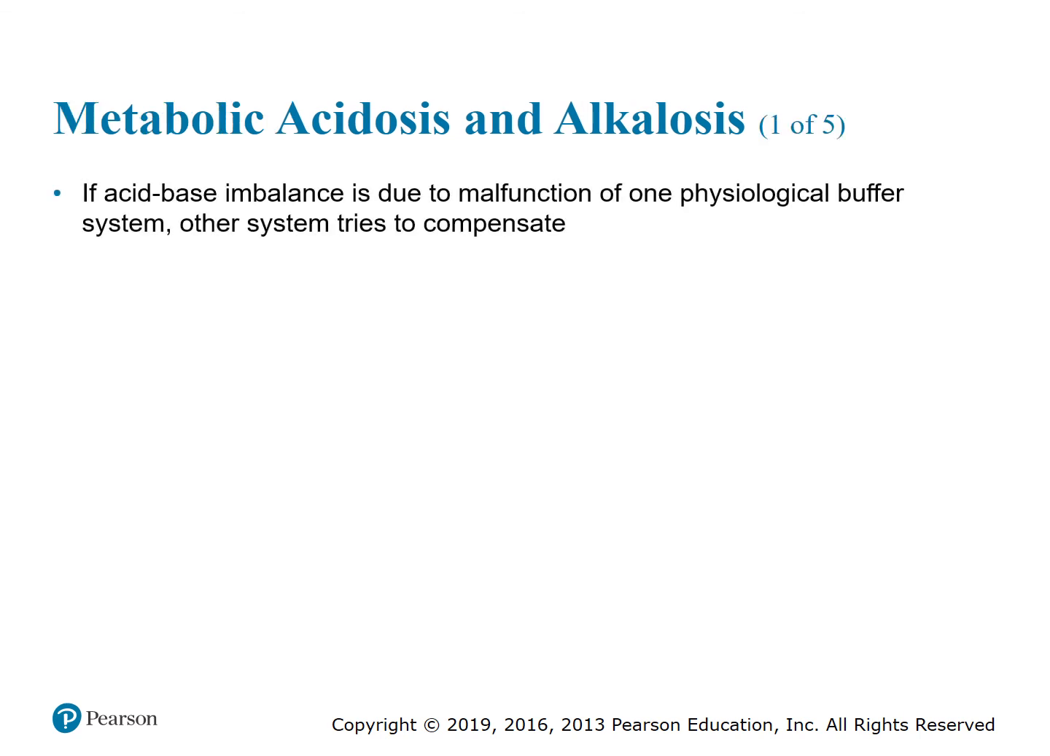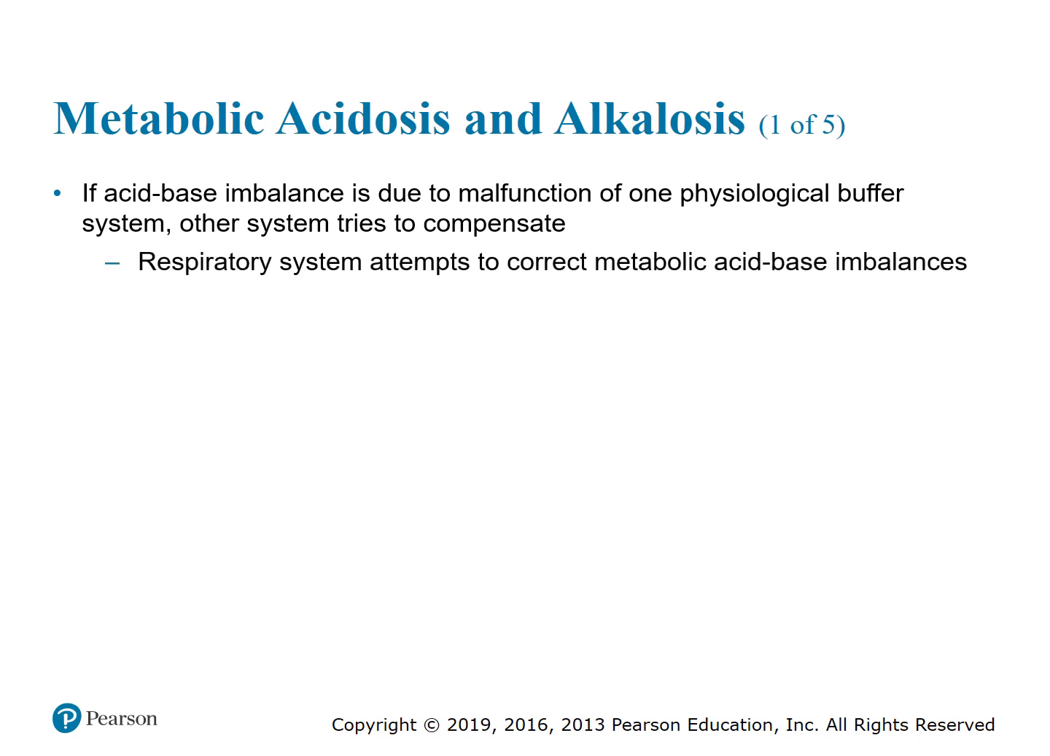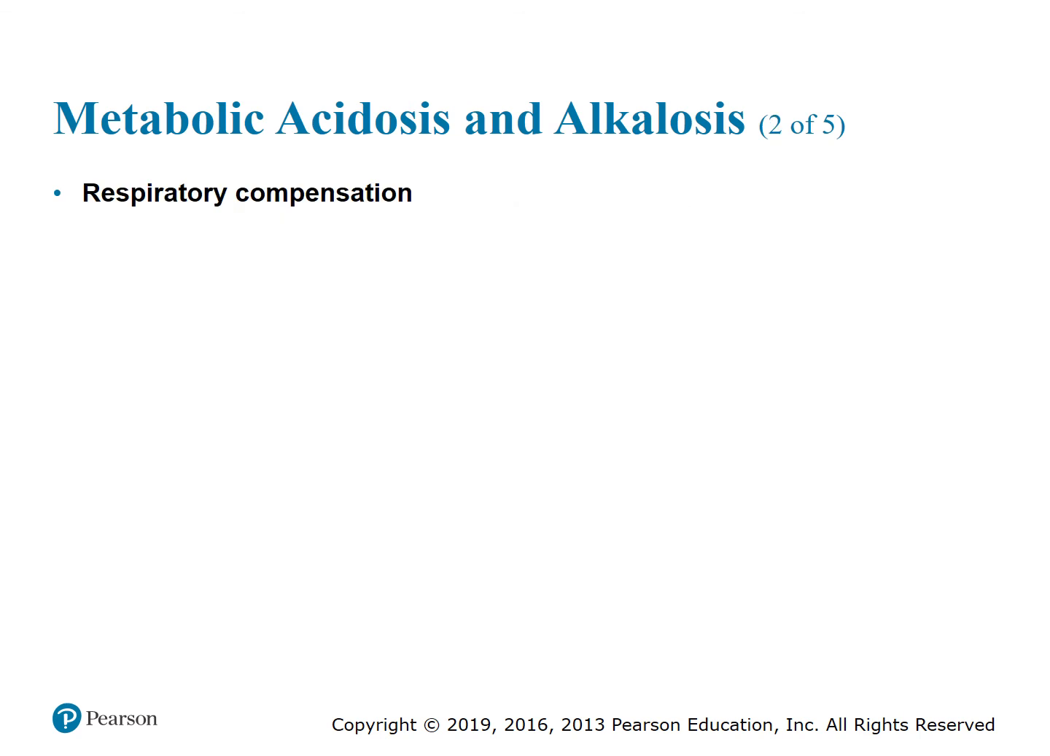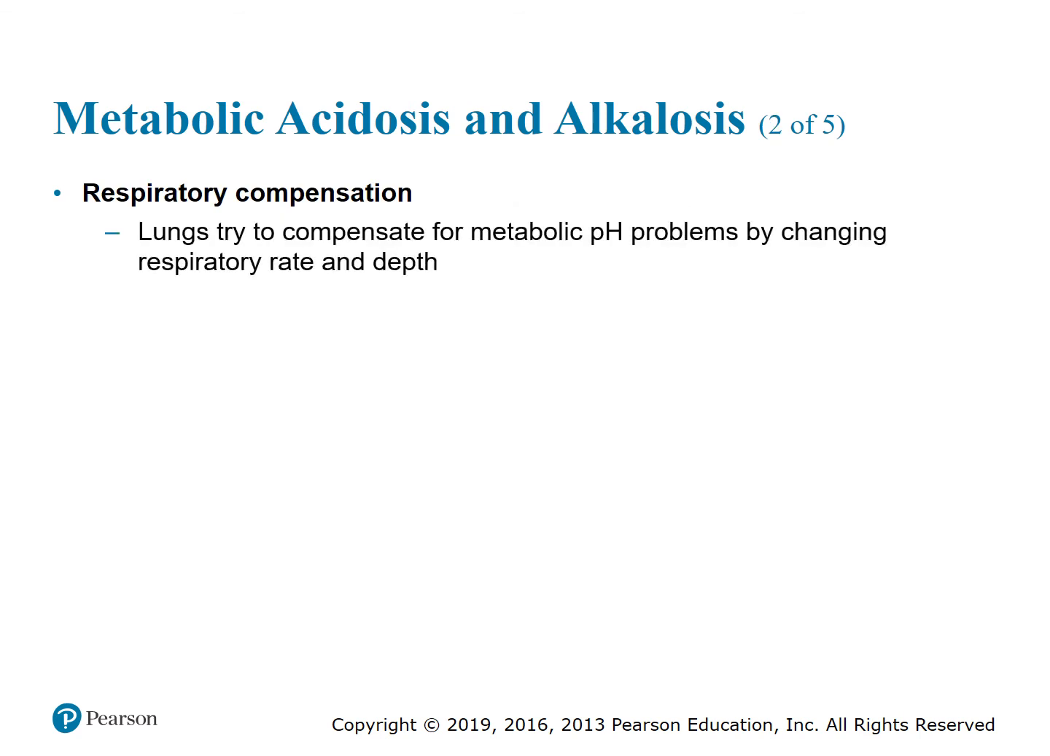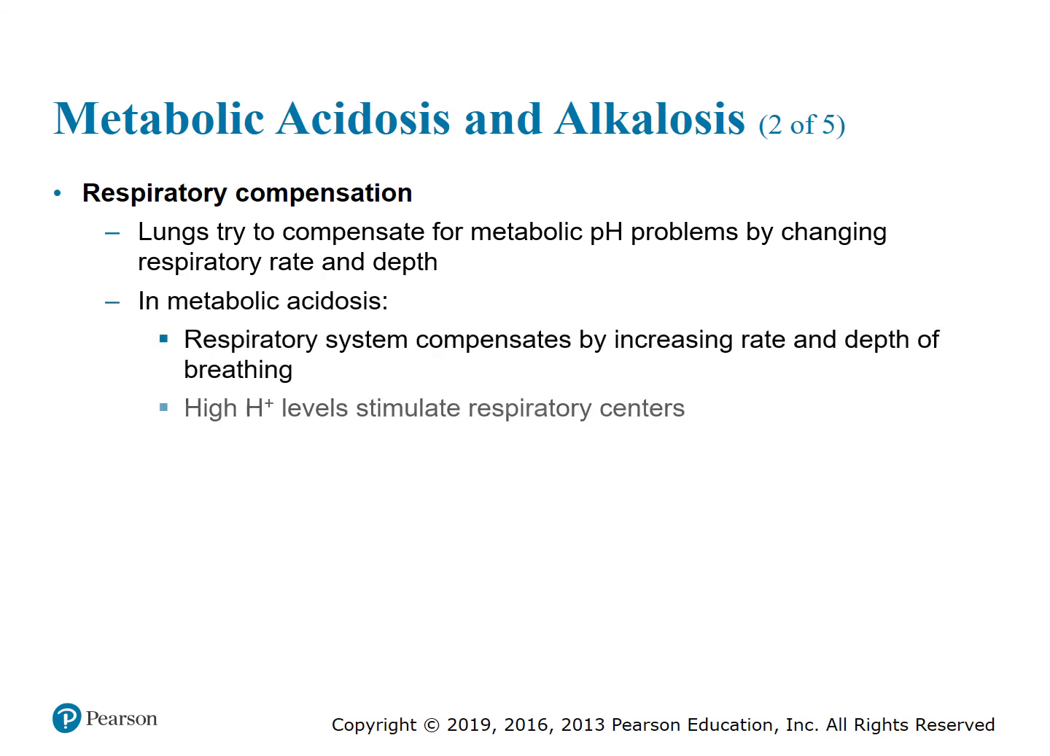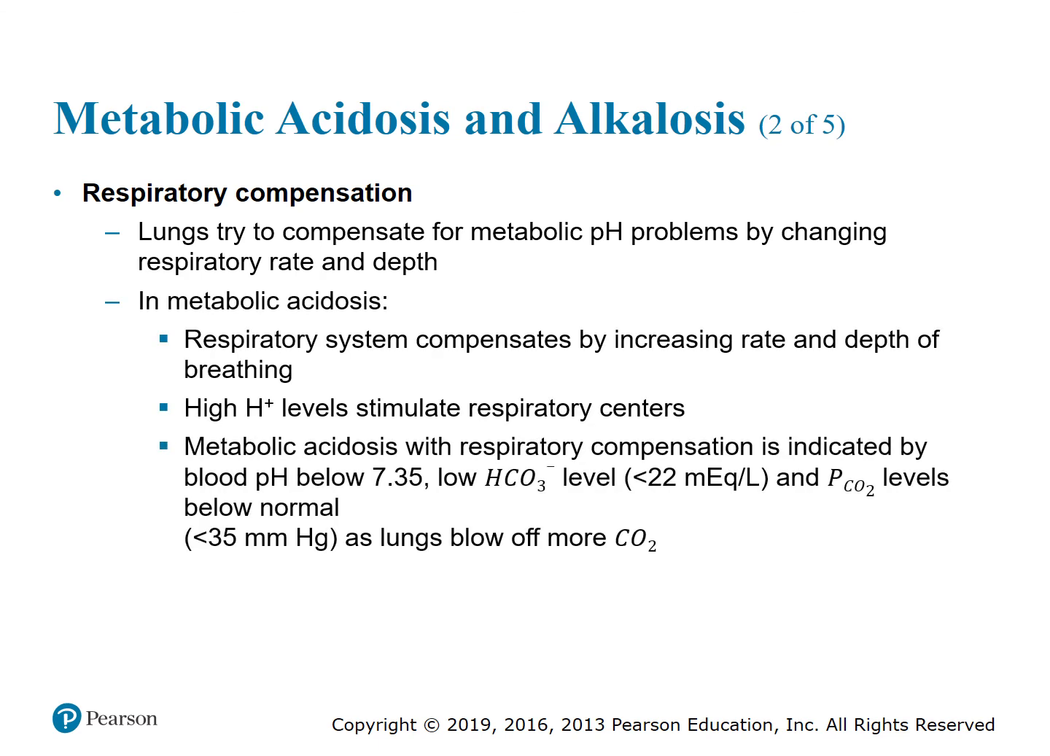If the acid-base imbalance is due to the malfunction of one of the buffer systems, another system can try to compensate for that. So the respiratory system will attempt to correct metabolic acid-base imbalances, and the kidneys will attempt to correct respiratory acid-base imbalances. So in respiratory compensation, the lungs will try to compensate for metabolic pH problems by changing the rate and the depth of breathing. So in metabolic acidosis, again, the respiratory system will compensate by increasing the depth and rate of breathing. That's the reason why high hydrogen levels can stimulate the respiratory centers.